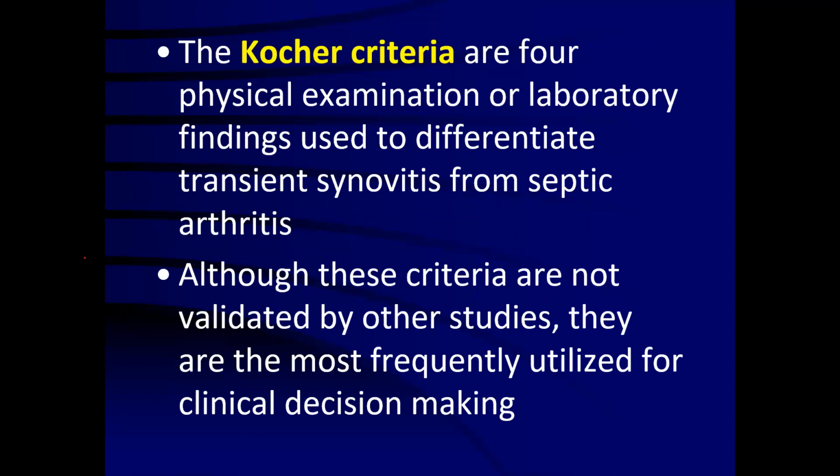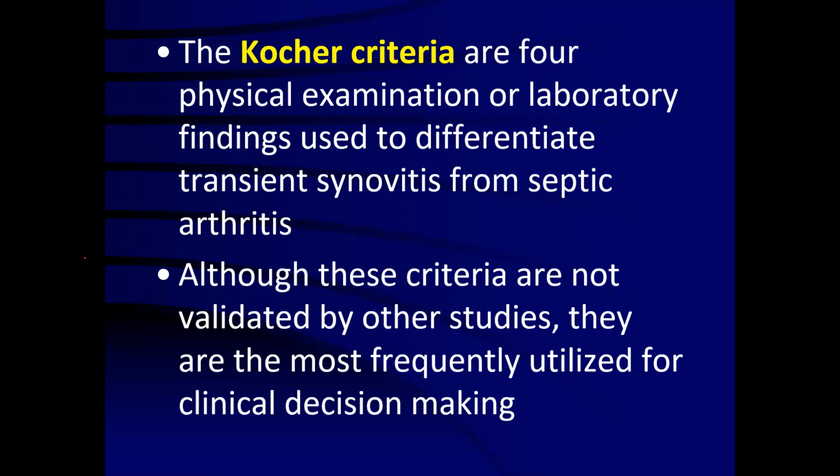The Kocher criteria are for physical examination or laboratory findings used to differentiate transient synovitis from septic arthritis. You have to pay attention to this. You use the 4 criteria that I mentioned to you about the ESR, about the fever. All 4 criteria. I will go back to them and tell you them.